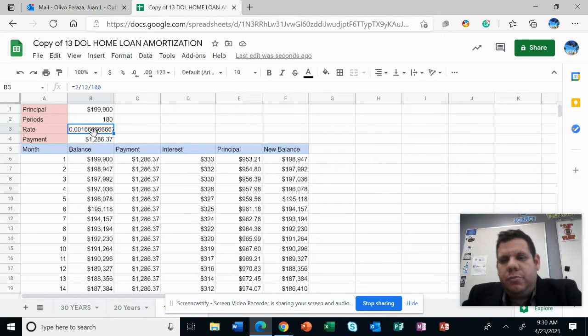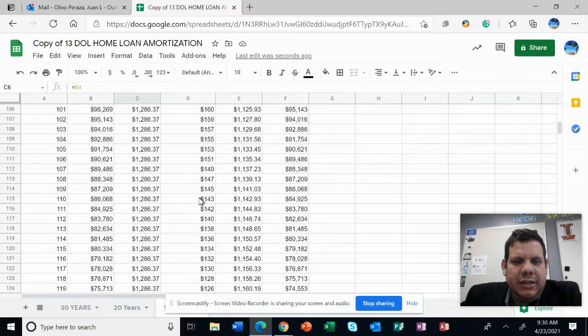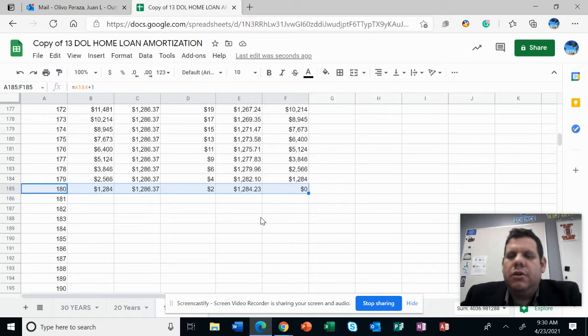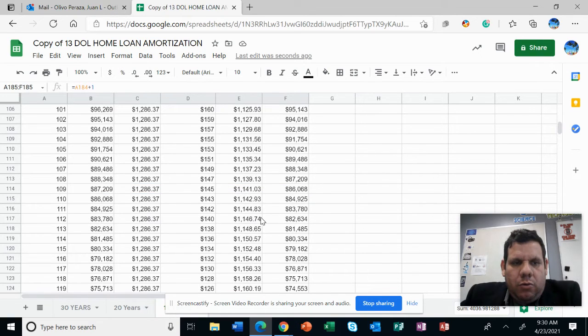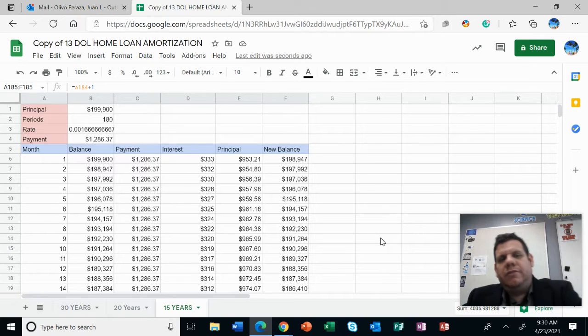So when you apply this 2%, this is the new rate, 0.0016. Okay, and the payment has changed also, and you will pay this sooner because you're going to submit only 180 to get your loan fully paid. Okay. All right. So what is the main purpose of this?